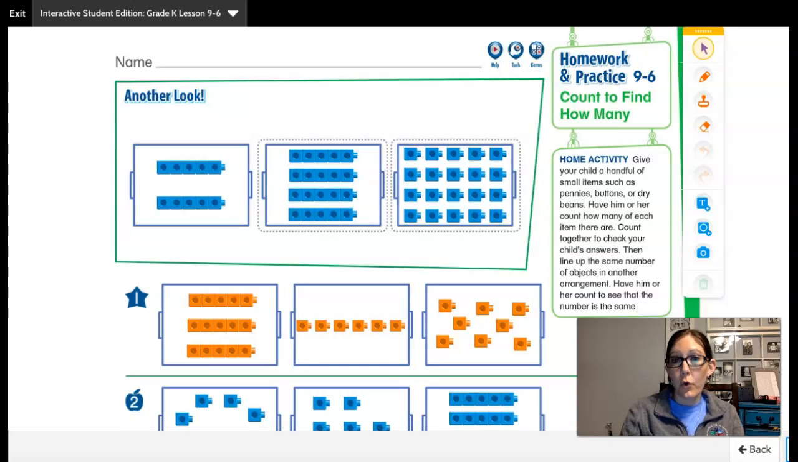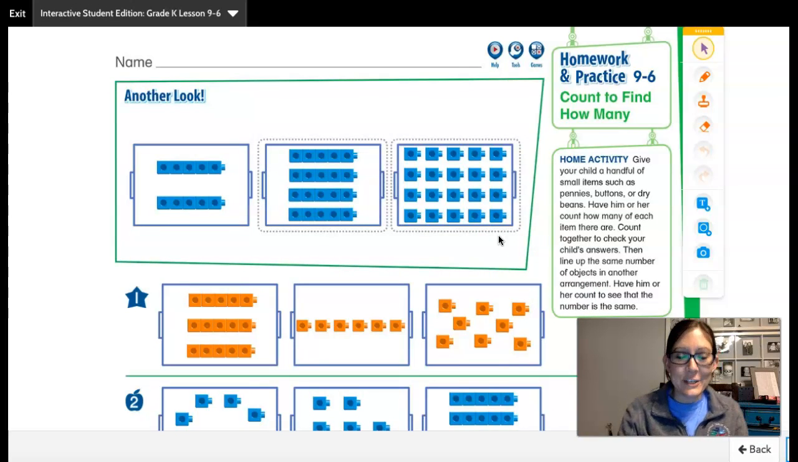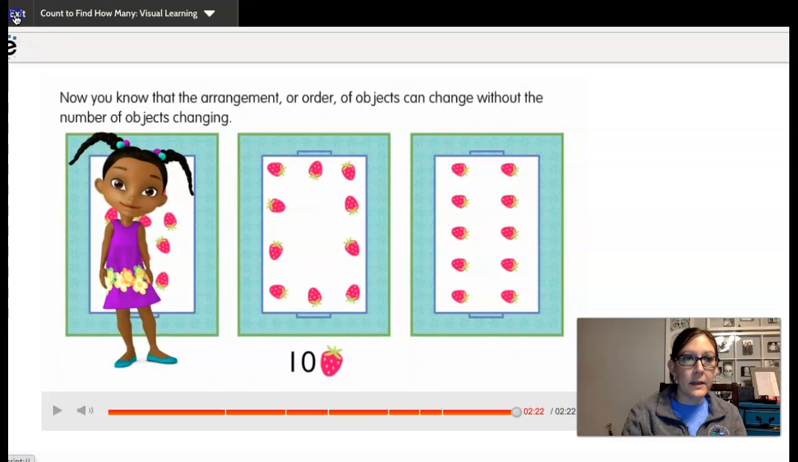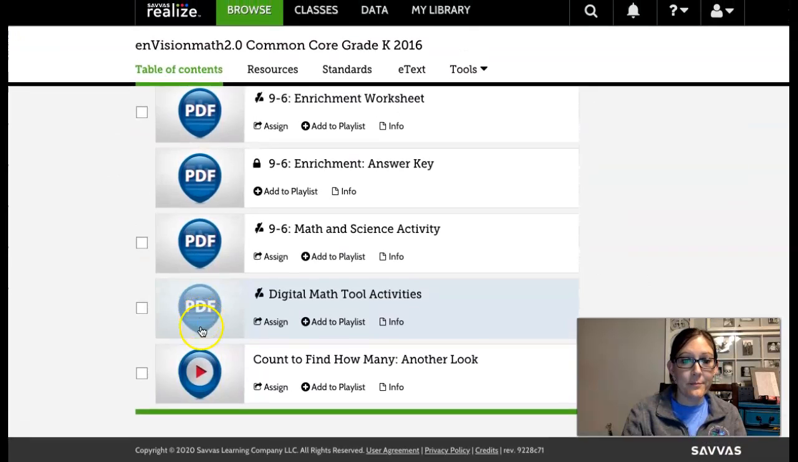We are to the homework pages. I want you to do both sides, this page and the back page, and then bring it back in your Bulldog folder tomorrow so that Miss Tia and I can check it. All right, before you take off, I want to take a look at the another look video together.